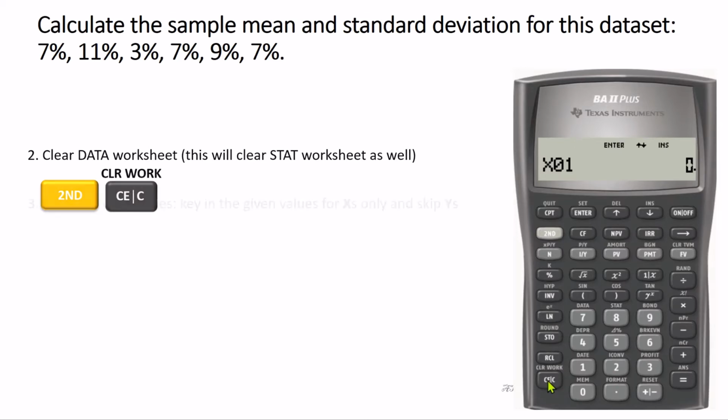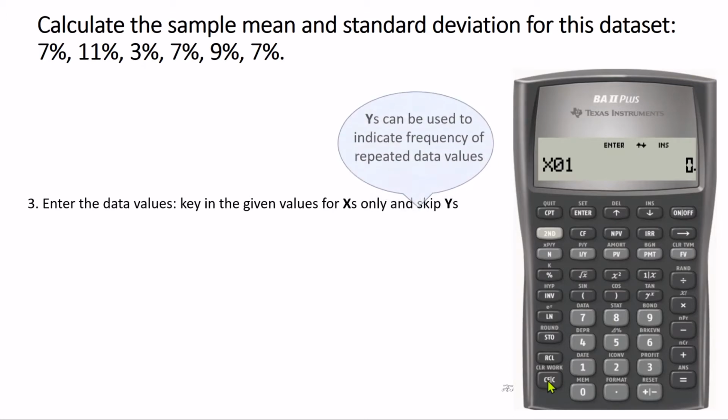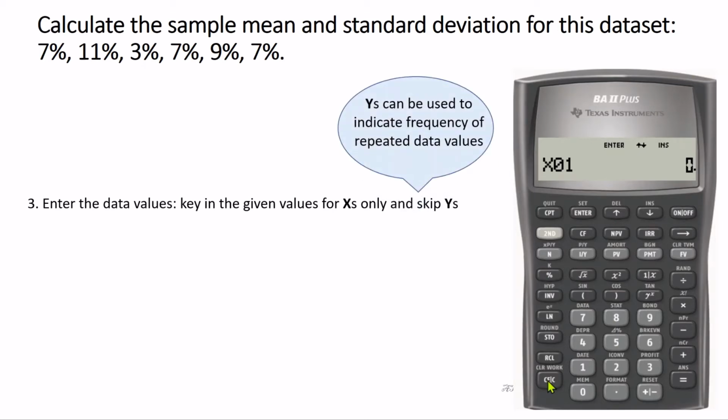Now let's enter the values. Because we are using one variable analysis, we only key in values for the X input variables and skip Y's, as our data don't have a second attribute or Y values. That being said, the Y input variable can be used to indicate frequency if any number is repeated in the set. For example, in our example, 7% is repeated 3 times, and therefore instead of keying in 7 three times, we can set Y to 3 to tell the calculator that there are three 7s in the set.